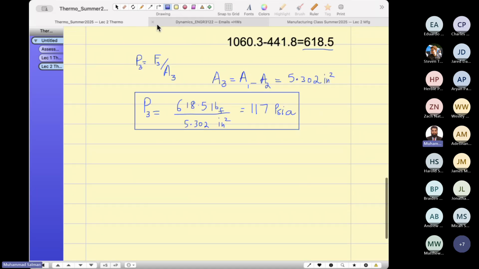Remember, absolute means you are including the atmospheric pressure. Suppose this is the P atmosphere and this is P1. So P1 plus P atmosphere is at the bottom: when you add the atmospheric pressure to the gauge pressure, you get absolute pressure.